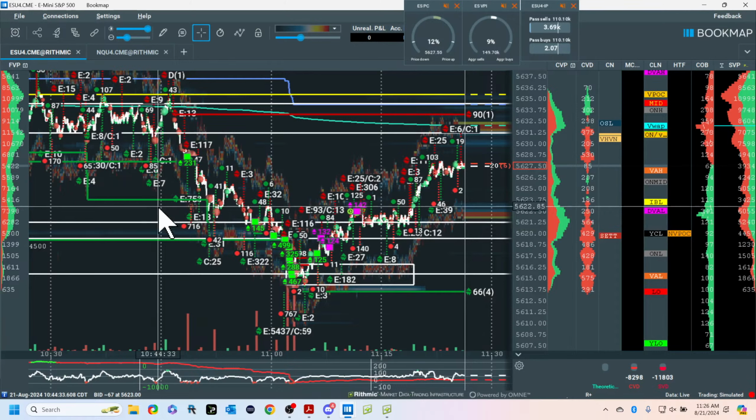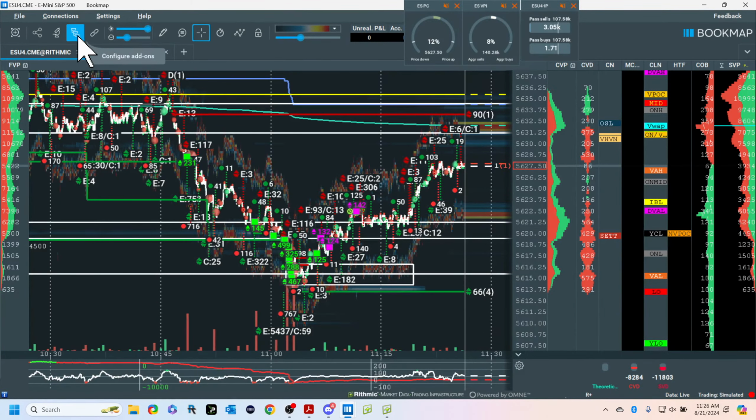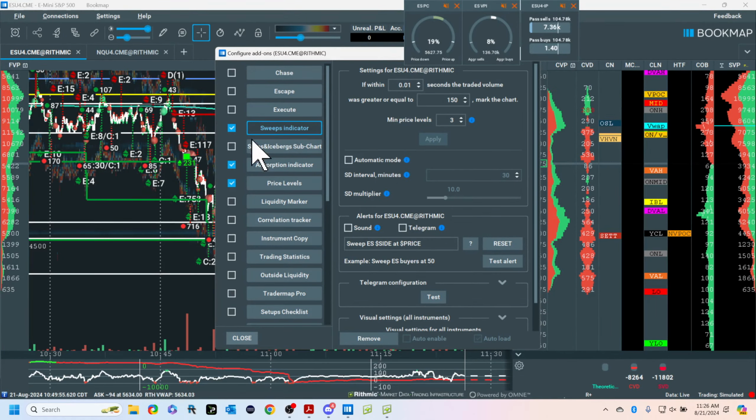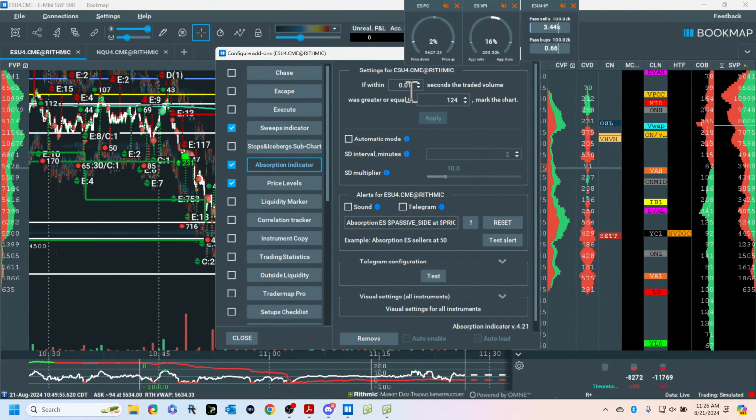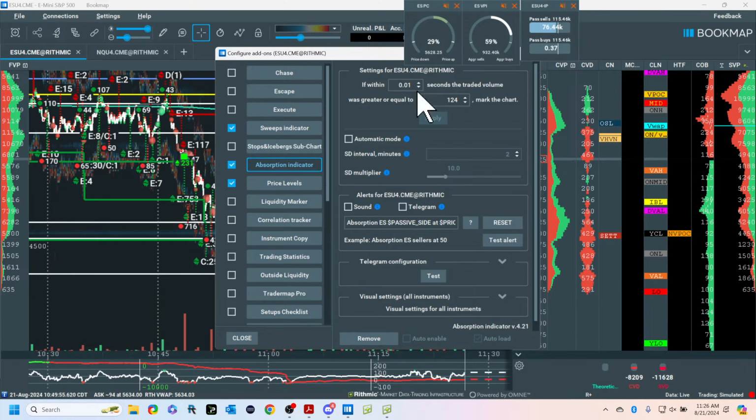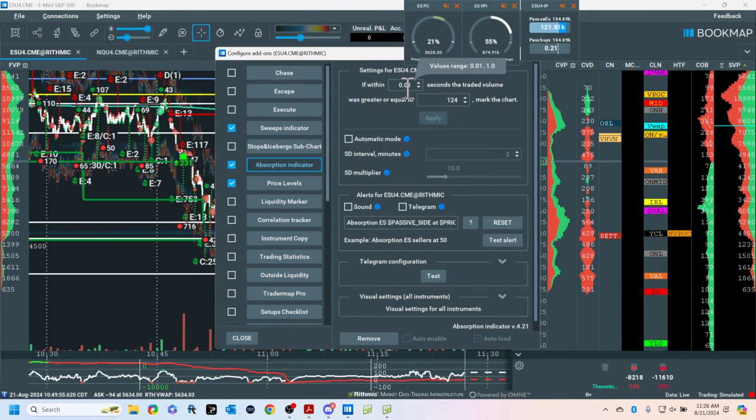I'm getting a question about my absorption settings. Let's go take a look. There's loads of additional things you can do here, by the way. Tools. Sweeps, absorption. Okay, here, let's look. 0.1 seconds, 124, make it 125, doesn't matter. So there's got to be at least 125 traded volume in, was that 1/10 of a second? That shows that a lot of volume went through, and then it'll put a little box there. That's it.